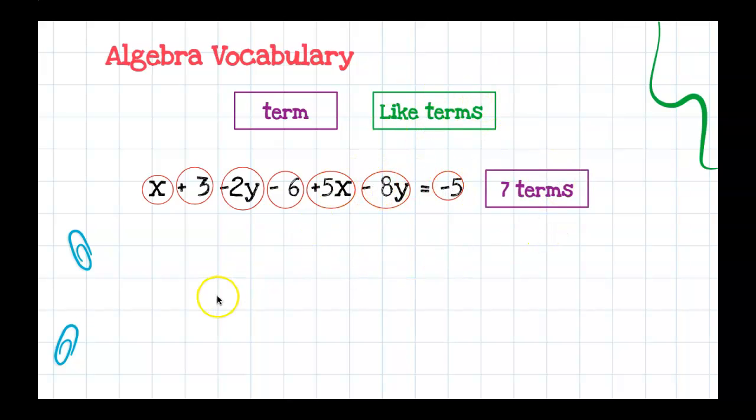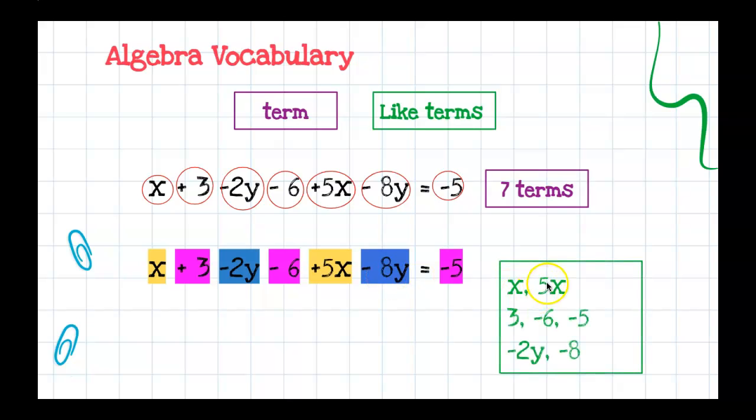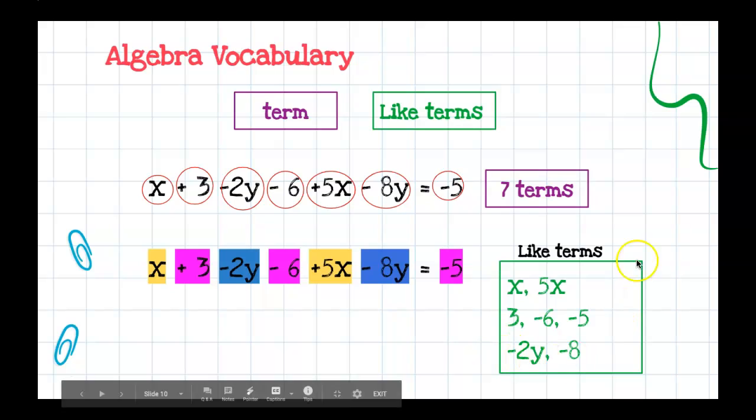Now I'm going to group like terms. Remember, use the variables to find the like terms. So I'm going to color code them. There you go. The yellow I use for x. So the first pair of like terms is 1x and 5x. The second group is the group of constants: 3, negative 6, and negative 5. And the third set of like terms, using blue, is negative 2y and minus 8y. So in summary, there are 3 groups of like terms, and here they are.